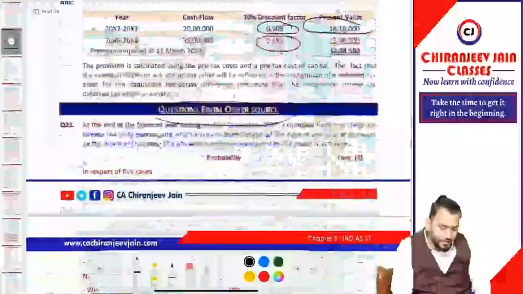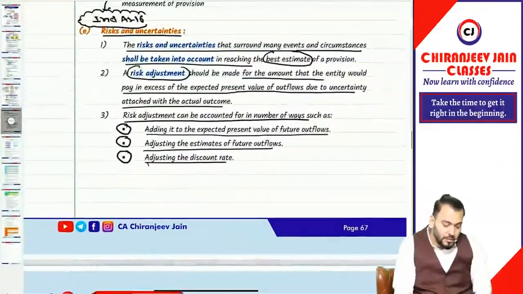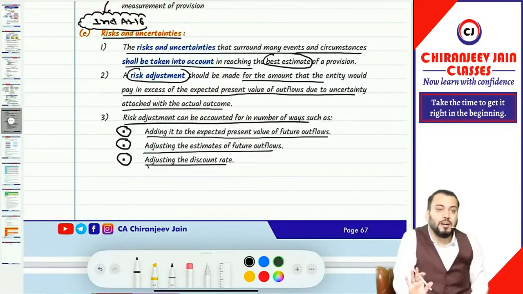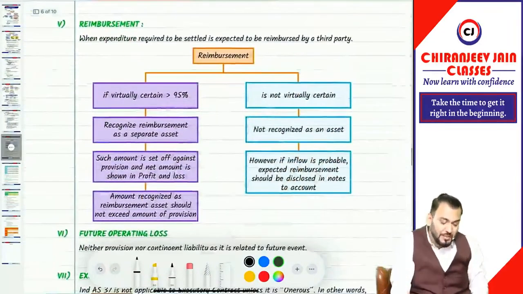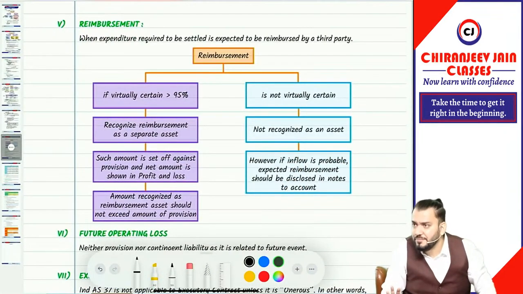This also you have understood. Correct? Point number E understood. So how to do measurement you have understood. Got it? Now it means almost Ind AS 37 is completed.